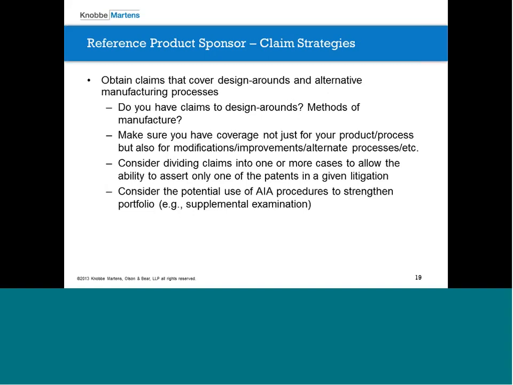And finally, the reference product sponsor should also, when they're reviewing their patent portfolio, look to the portfolio as a whole and figure out if there are holes in the portfolio. Are there design arounds or alternative manufacturing processes that could be covered? Mine the existing applications for additional claims. Another thing to consider is the potential use of the new AIA procedures to strengthen your portfolio. And for a more detailed discussion of those procedures, I'm going to turn this over to Eli.